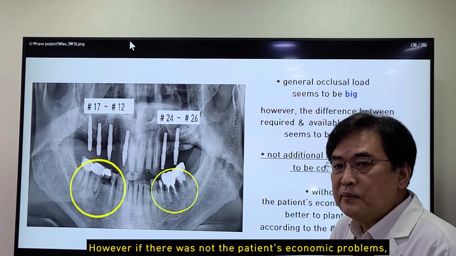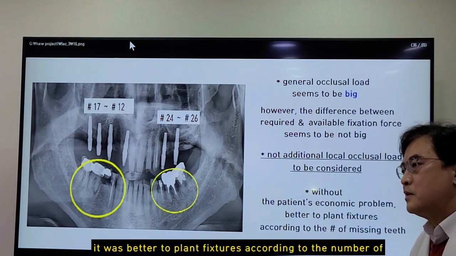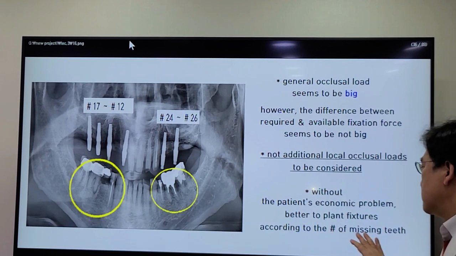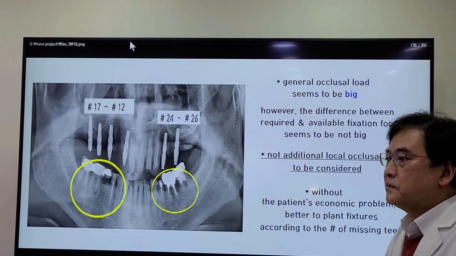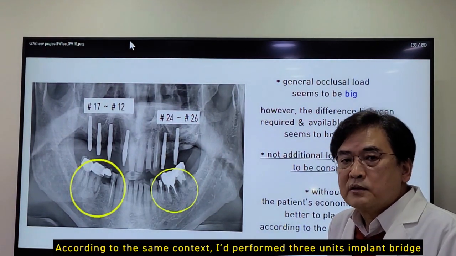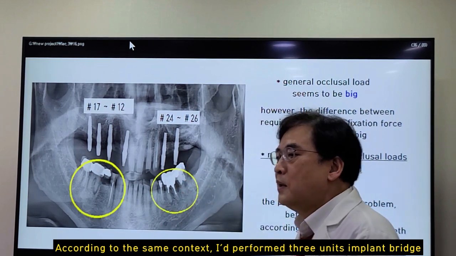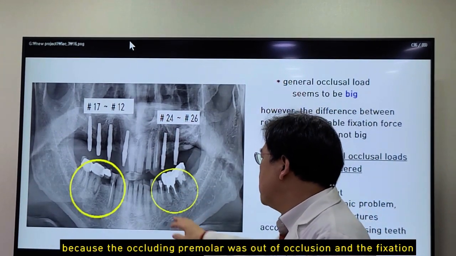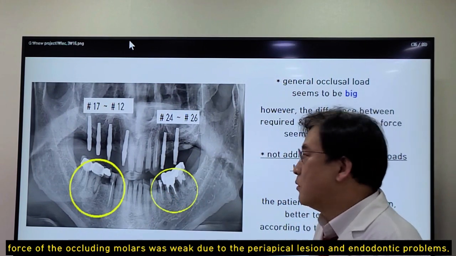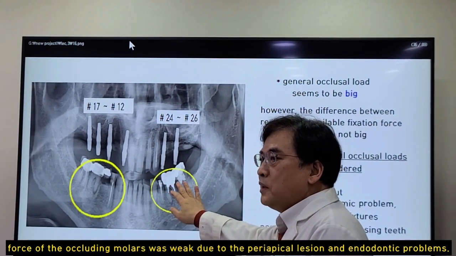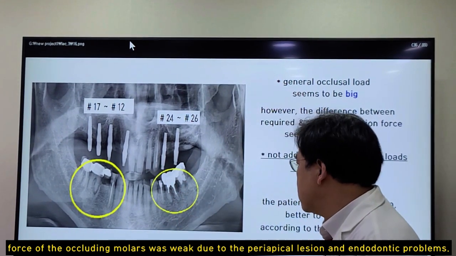However, if there were no patient economic problems, it was better to plan the fixtures according to the number of missing teeth because the general occlusal load was big. In the same context, I also performed a 3-unit implant bridge because the occluding premolar was out of occlusion and the fixation force of the occluding molars was weak due to periapical region and endodontic problems.